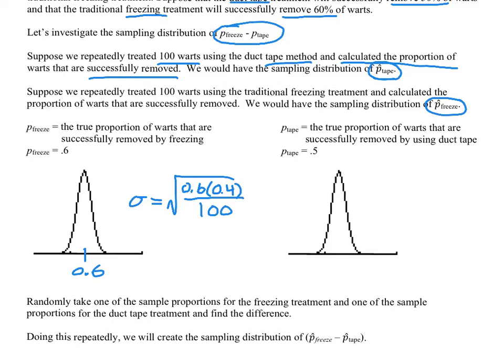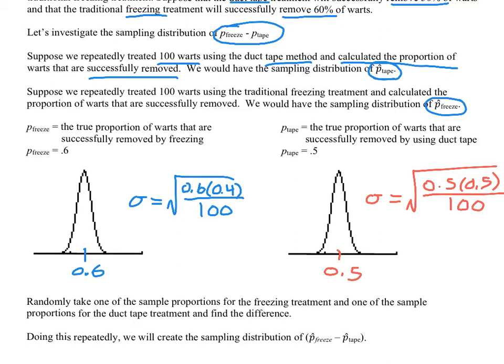For the other method, the tape method, we know that the sampling distribution will be centered at the true proportion, 0.5. This will have a standard deviation of radical PQ over N, where P is 0.5, Q is 0.5, and N is still 100. So that was review.